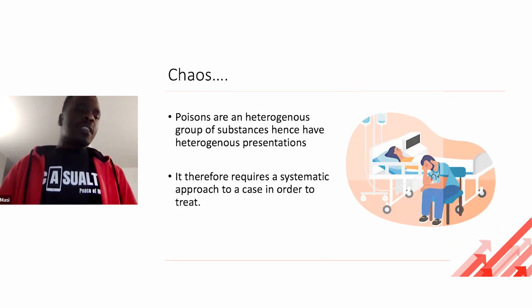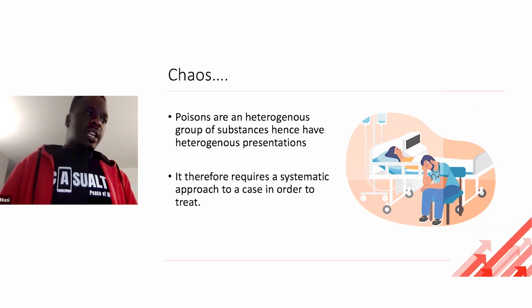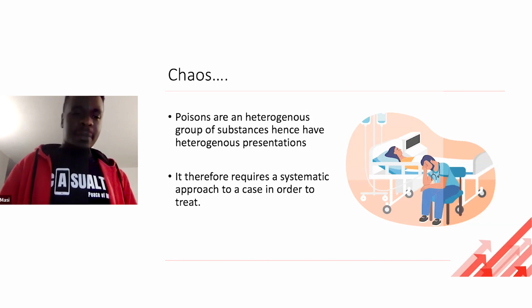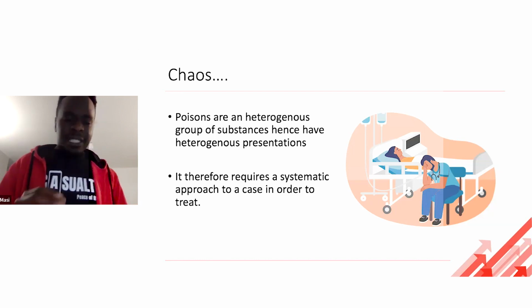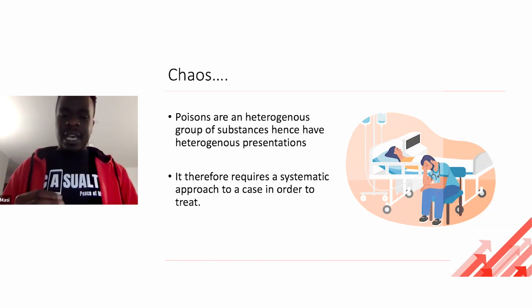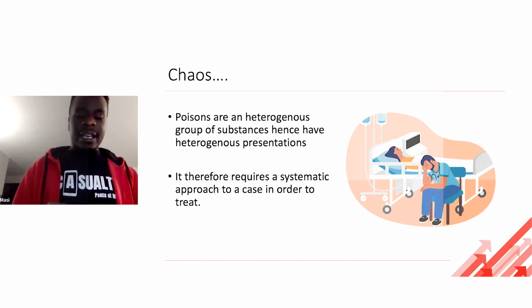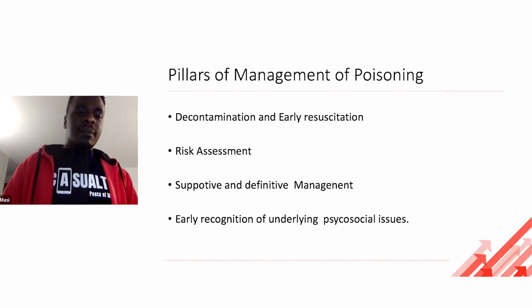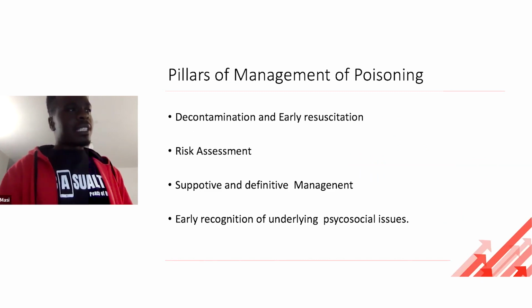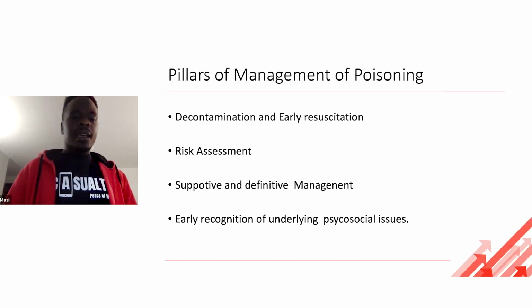And so to avoid this whole chaotic list of substances, or heterogeneous groups of substances which present in heterogeneous ways, it is imperative that we have a systematic approach, that we think about these patients in terms of a systematic approach as opposed to a specific toxin or poison. In regards to that, there are systems available to help us do this. And they've come up with pillars of management of poisoning, and they're as noted there.